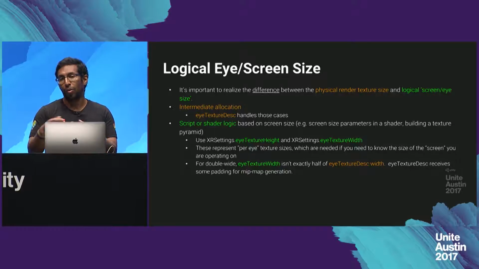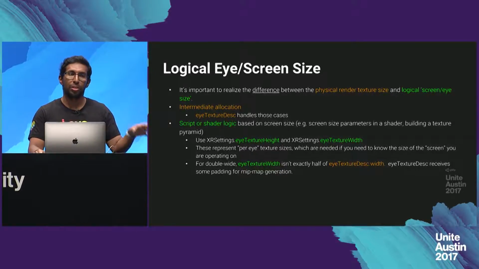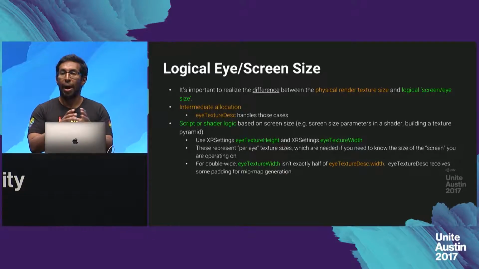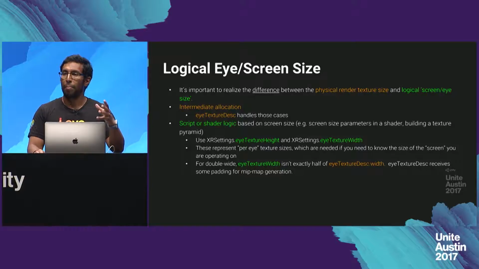You might think, if we're running double wide, why not just grab the width out of the descriptor, cut it in half, and use that? This is actually not going to be the same. If you run through the script and debug, the values aren't the same. The reason is the descriptor, for the purposes of texture allocation, doubles the width and then pads it a little bit to make sure that it's appropriate for MIP mapping. So these values may not be the same.